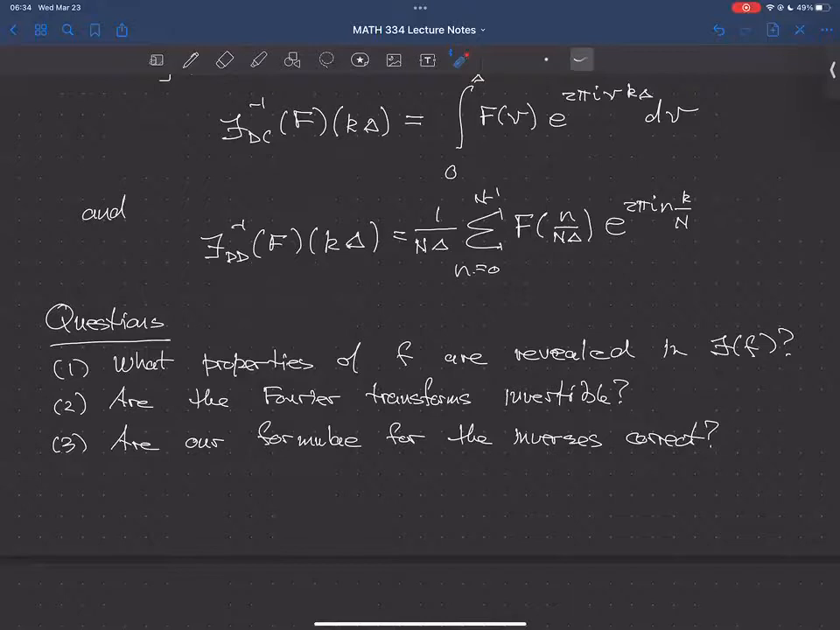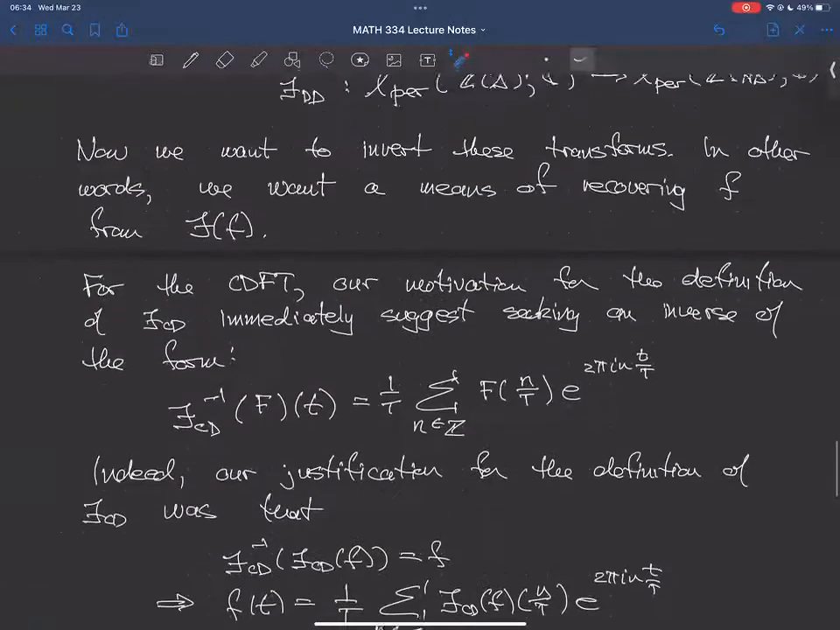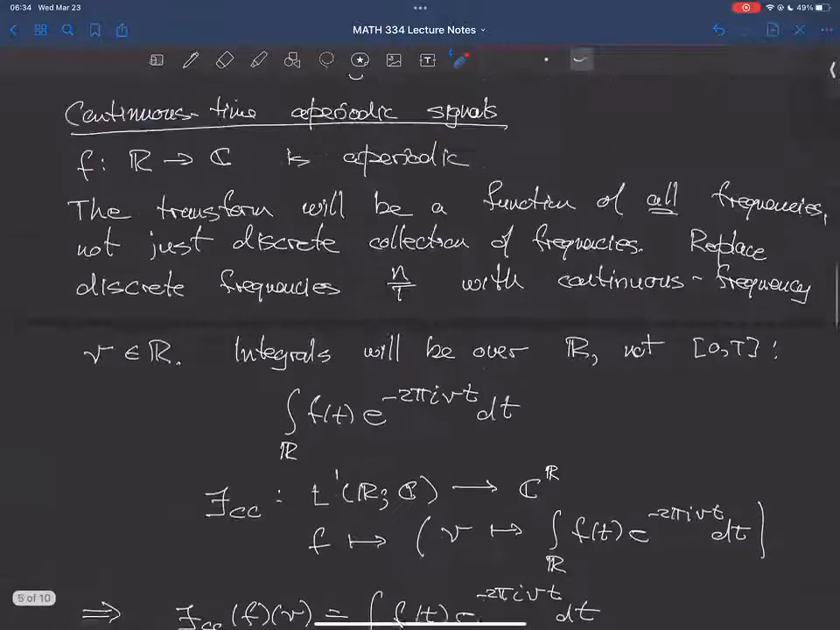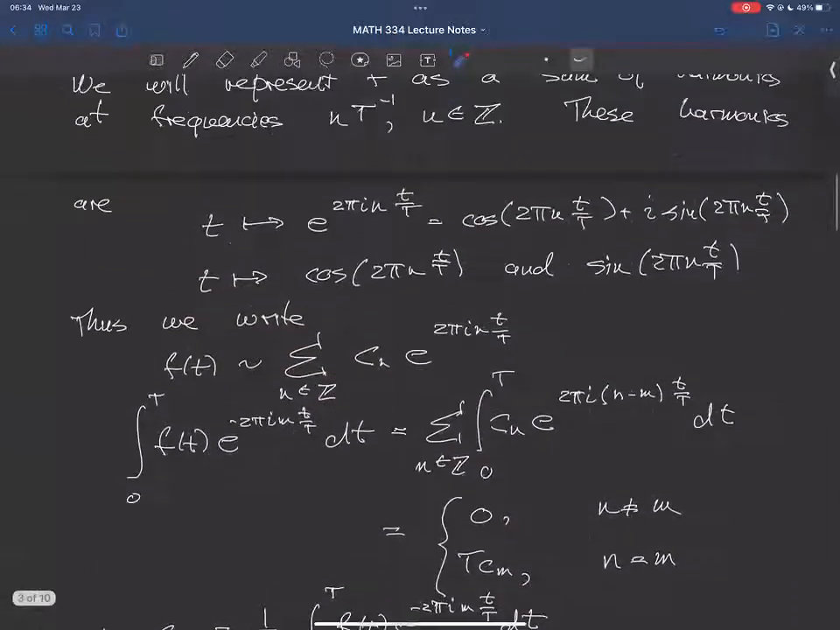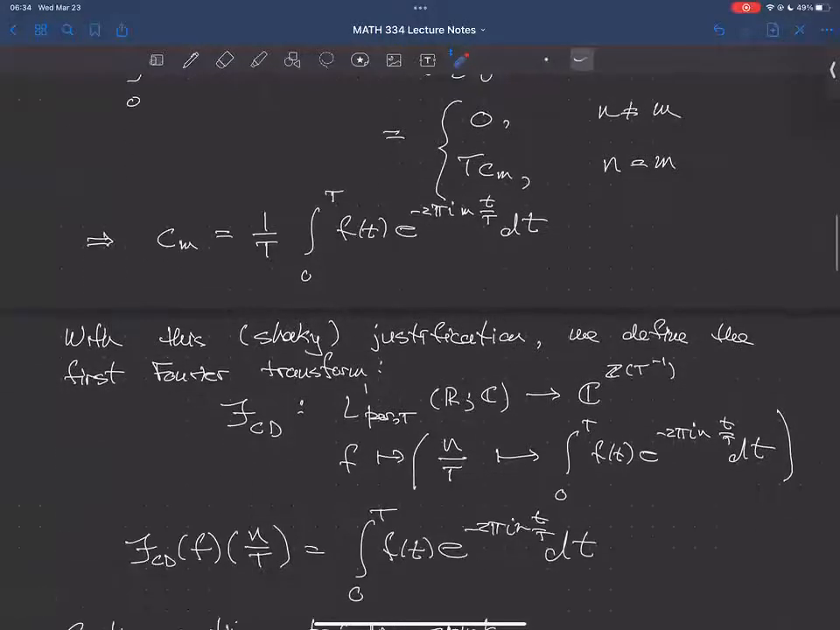All right, so that's our introduction to Fourier theory. And what we'll do next time is start talking carefully about the CDFT, and looking at some of its properties.